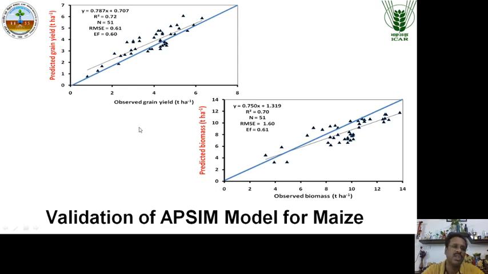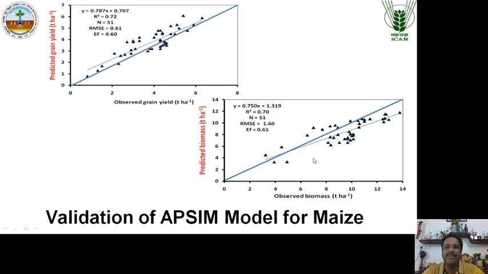I'm not going to present the validation and calibration part because that will be a long presentation again. Once you know how to use the model and calibrate your variety, then you go for validation with multi-year, multi-location trials. This is the relationship between the observed and predicted values for grain yield, with the statistics we have used, the number of observations, RMSE, and the modeling efficiency, and similarly for the biomass also.